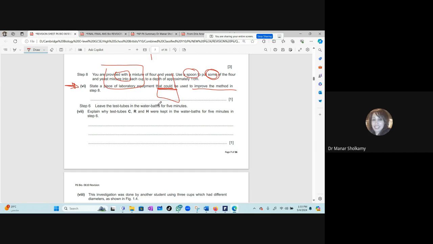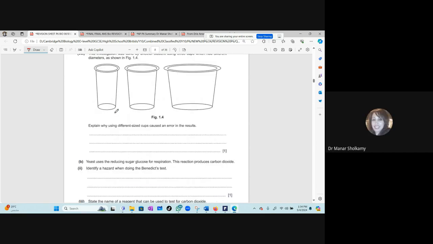Now we will leave the test tubes in the water bath for 5 minutes. Why do we leave anything in a water bath for 5 minutes? I think you know this too well. To reach equilibrium. Exactly, so that it takes the temperature of the surrounding water, or reaches equilibrium.